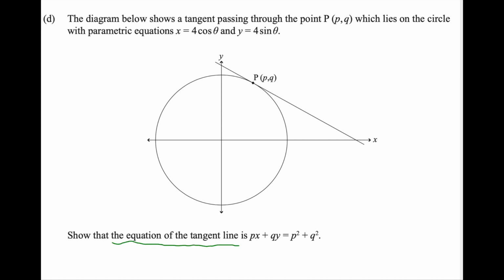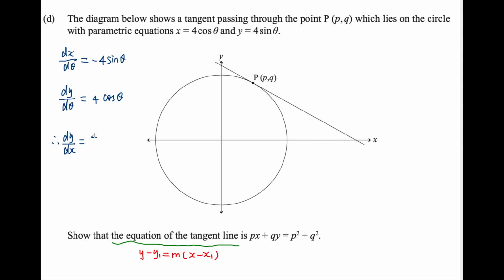For the equation of the tangent line, we can use the point gradient form y minus y1 equals m (x minus x1). They already gave us the point P lying on the tangent line, (p, q). So x1, y1 would be p and q. So how do I find the gradient of this tangent? Okay, so the gradient of this tangent, m, equals the derivative. dx over d theta should equal negative 4 sine theta, and dy over d theta equals 4 cos theta. So dy over dx, the gradient of the tangent, would be 4 cos theta over negative 4 sine theta.